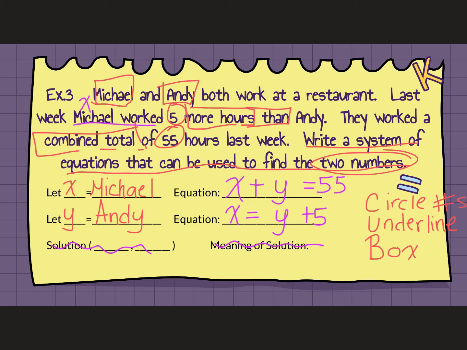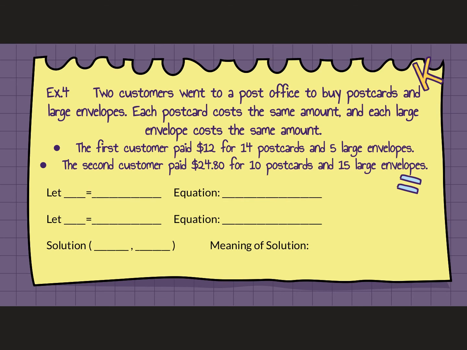Let's go ahead and go back to example 2. So because this is our last example, go ahead and pause it, see if you can come up with your variables. So this problem is about two people going into the post office to buy postcards and large envelopes. So let's go ahead and label postcards P and large envelopes L. And we could have used X and Y just like we did in the beginning. It really doesn't matter as long as you're consistent about it.